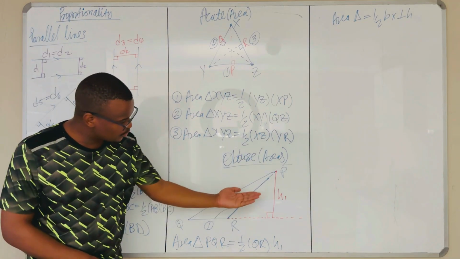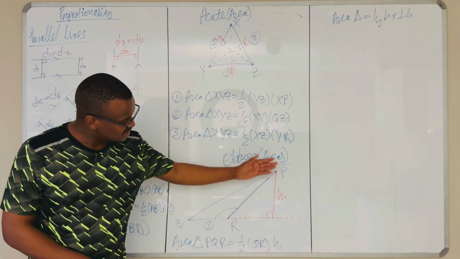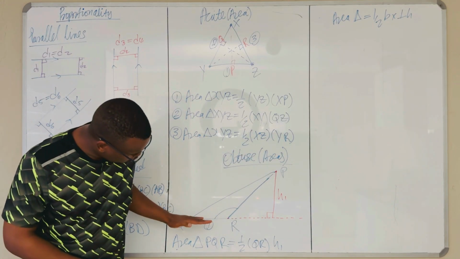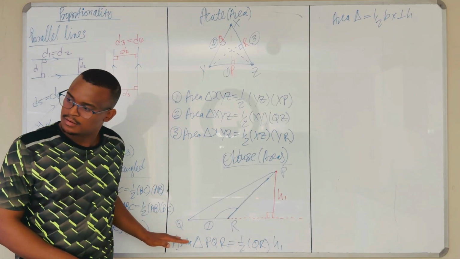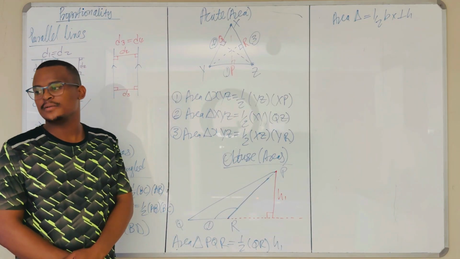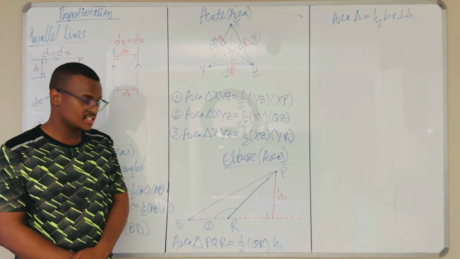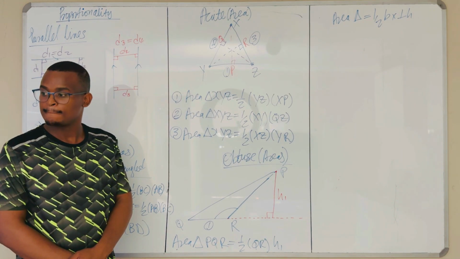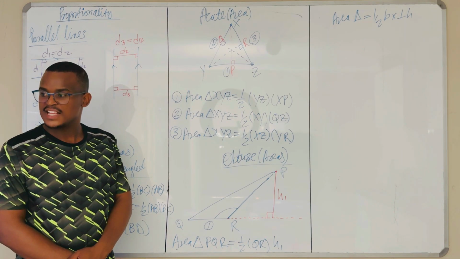So this is how you calculate it. This height is the height from the top to this line over here. That's how you find the area of this triangle. Does it make sense? Yes.